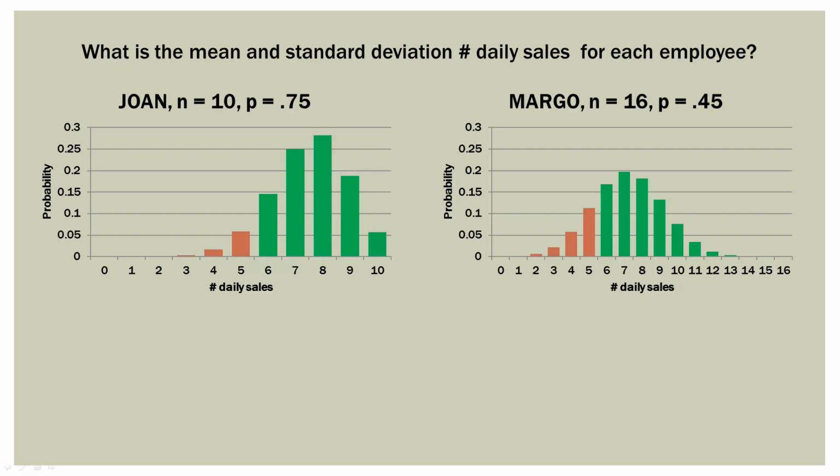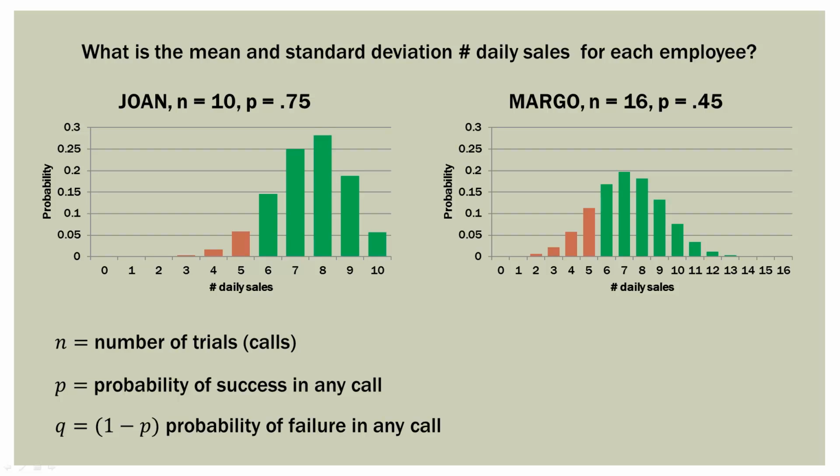In the middle, you can see that the highest probability is for making 7 sales. And then 6 and 8 are pretty close to that. But her probabilities only go up to just below 0.2. So it's a little bit more spread out because, of course, she's making more calls. So our question is, what is the mean and standard deviation of those two graphs?